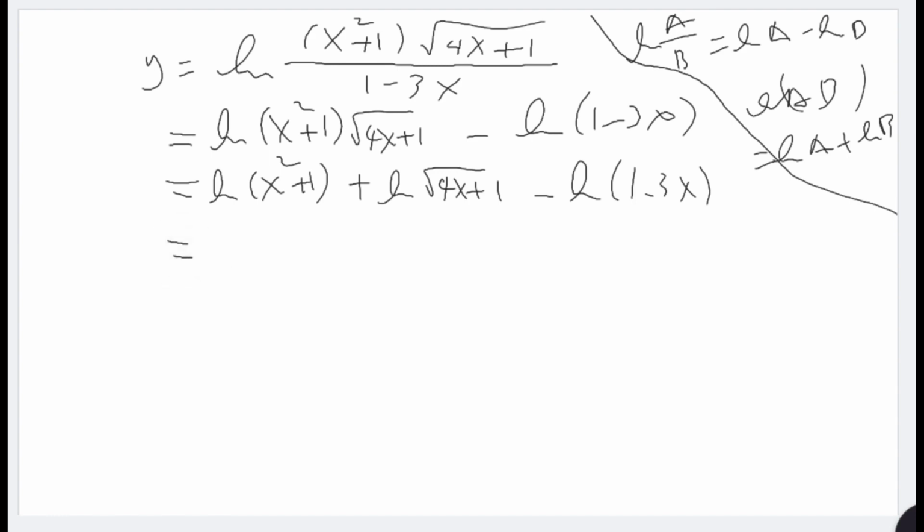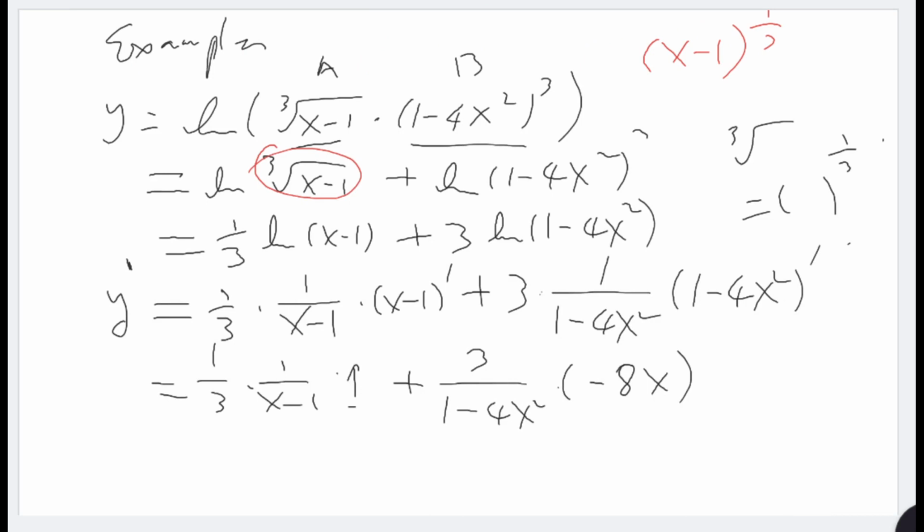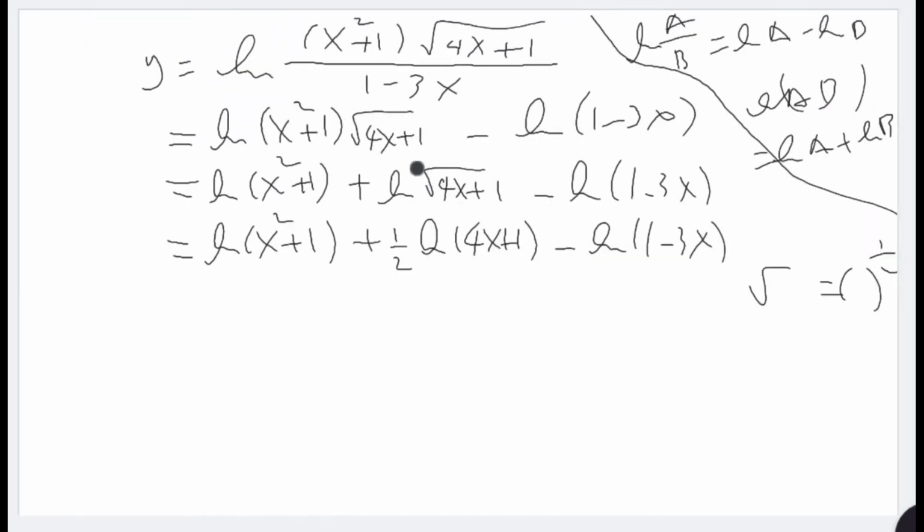Remember radical? Square root. Square root is like a half power. So we can move the power to the front, just like how we did the cubic root. Here, cubic root is a third power, so we move 1/3 to the front. Similarly, square root is a half power, so we move half to the front. Now, we're ready to differentiate.